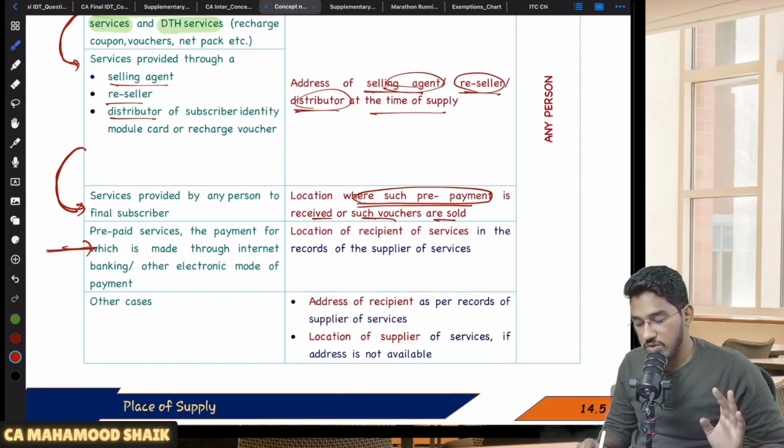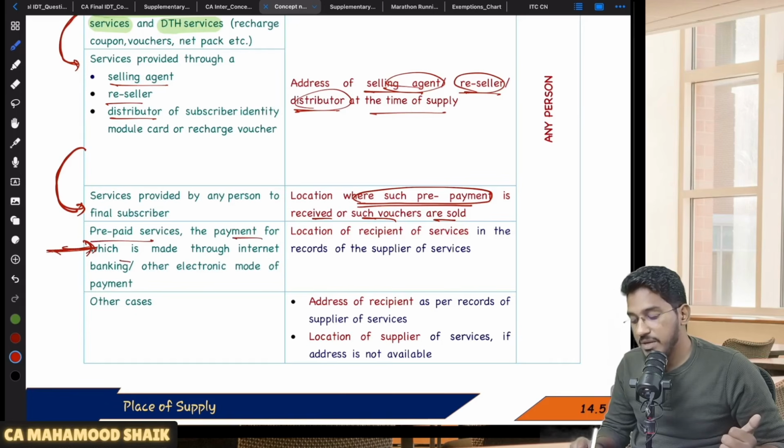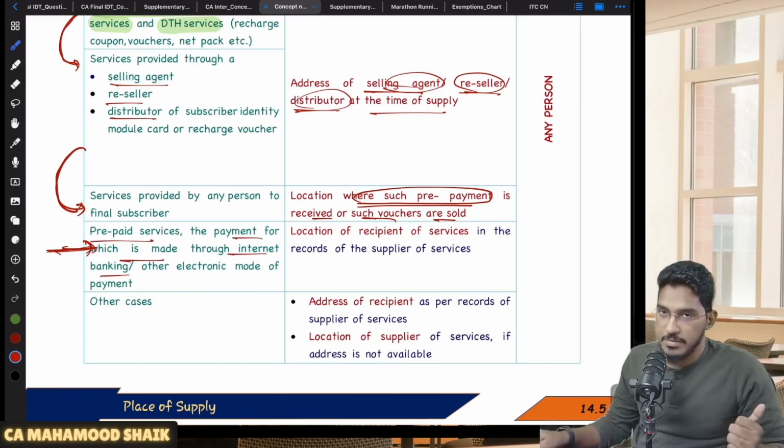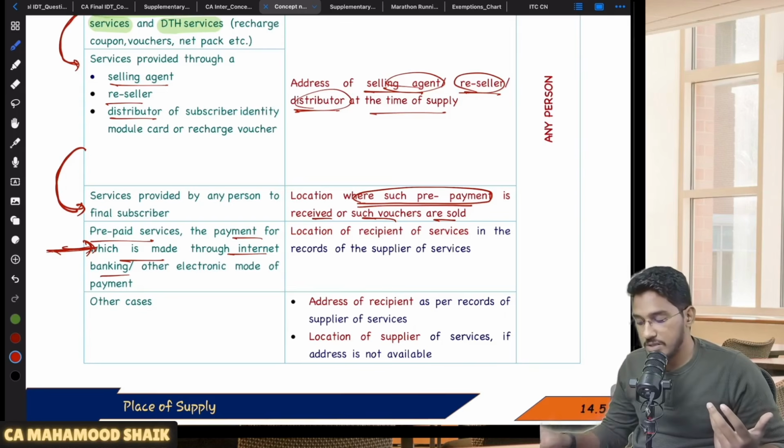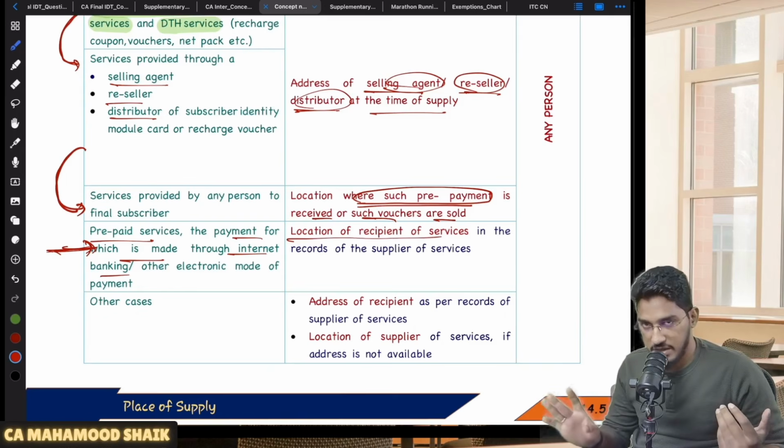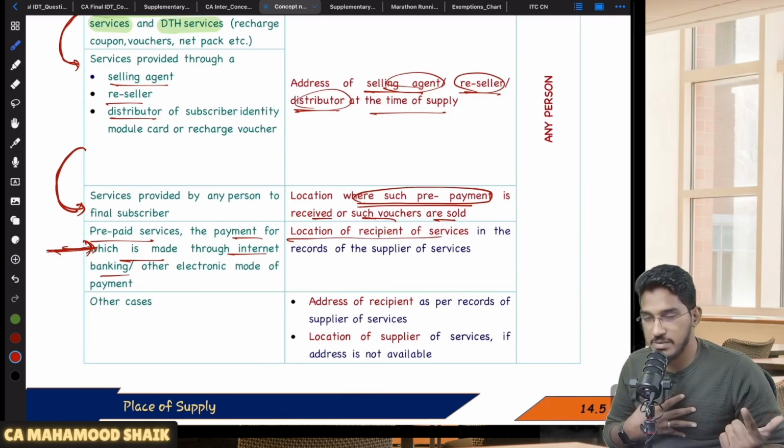Now these are not existing today. The most common thing we are doing is getting the prepaid services, and the payment for that we make through internet banking, through electronic payment. So we get a prepaid connection and we do the recharge ourselves through internet banking and all. For that transaction, what is the place of supply? Location of the recipient of the service. Your address will be available with the supplier itself.